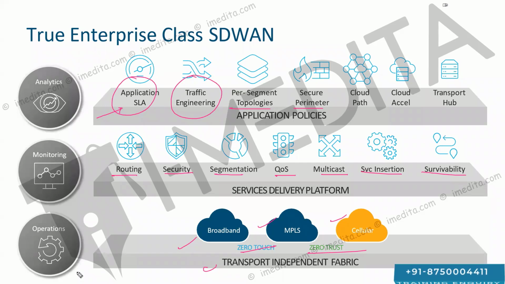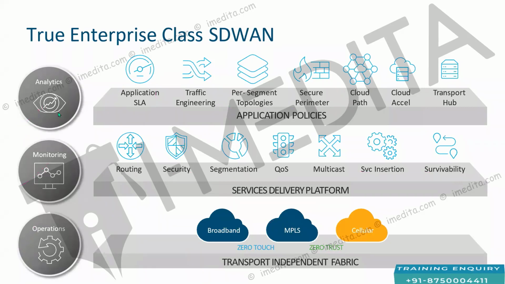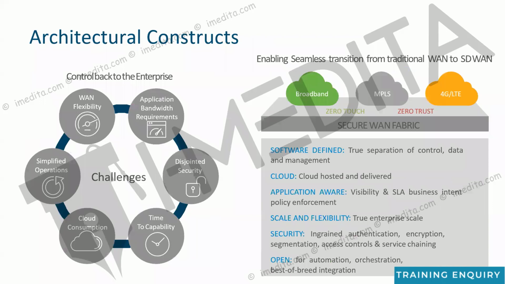We can do all the operations, all the monitoring, and we can analyze the entire thing from a centralized point. We actually do not need any specific monitoring tool, but if you have that, it's very good. So Cisco SD-WAN provides all these facilities to you. It is completely software defined. It's true separation of control, data, and management. What do we mean by that?